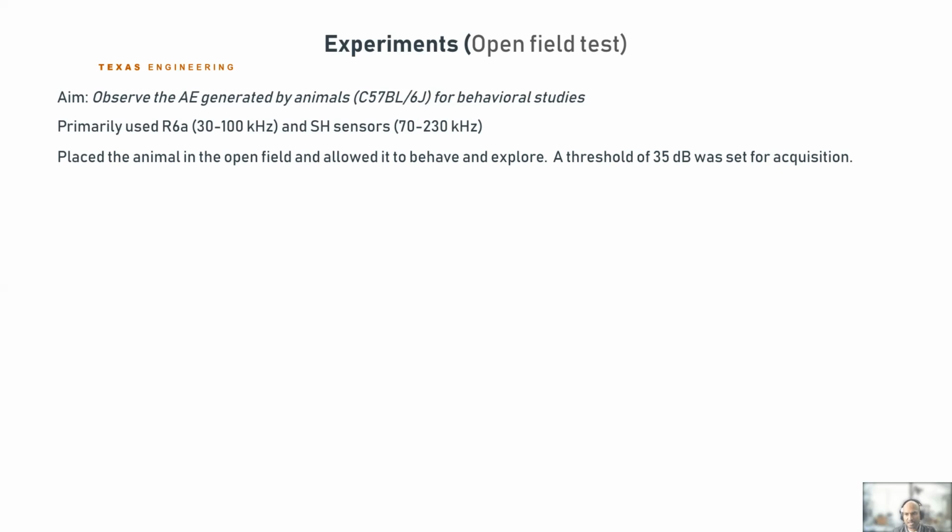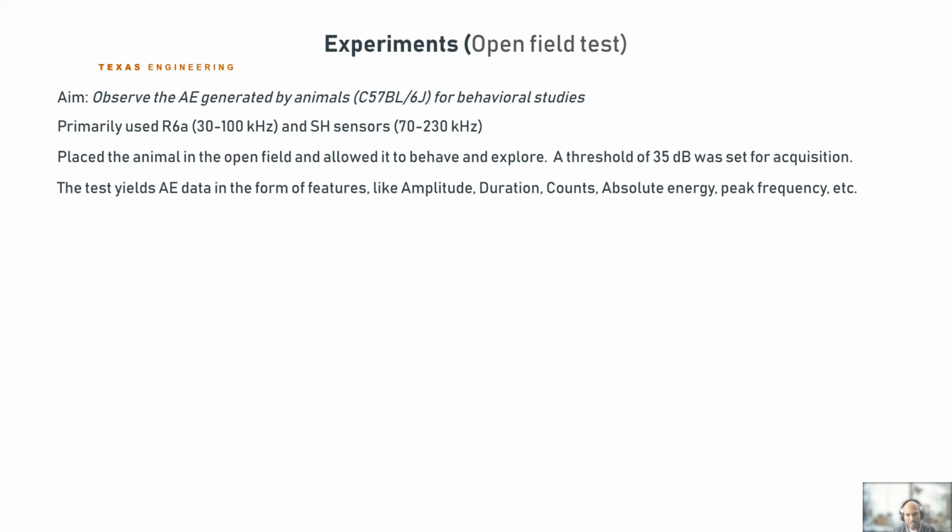And we used a threshold of 35 dB. Basically, we tell the system to start acquisition once the signal crosses 35 dB. If there are signals which are less than 35 dB, it will not acquire. In this study, we are not interested in physiology, so we kept a little higher threshold so that we only get waves which correspond to behaviors.